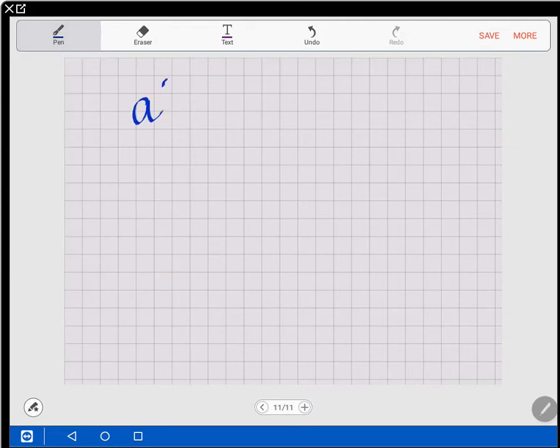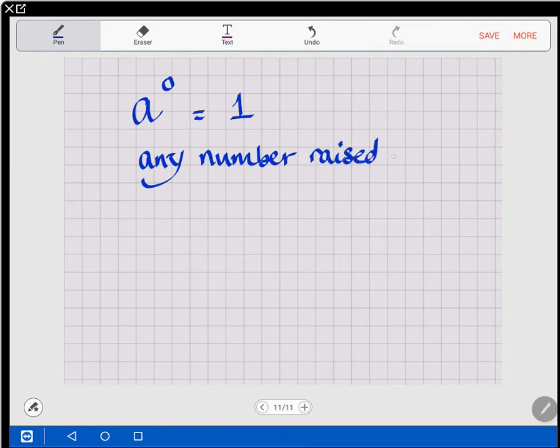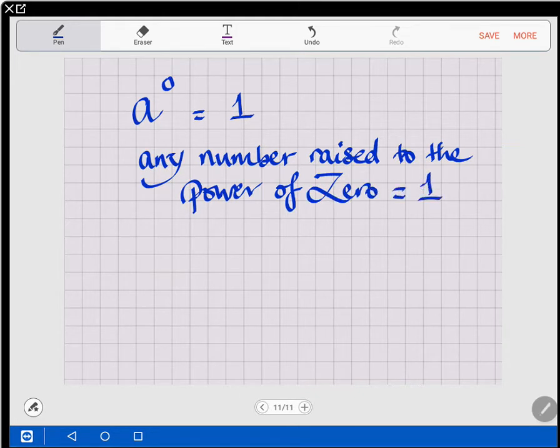A to the power of 0 is equal to 1. Any number raised to the power of 0 is equal to 1. Always. 7 to the power of 0 is equal to 1. 2 to the power of 0 is equal to 1. Pas de degree, ça, hein? Alright?